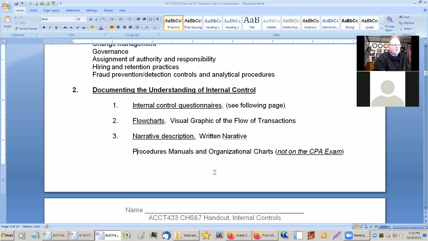By the way, the book shows the procedure manuals and organization charts. Now, the organization charts are something you might look at to get some idea of the internal controls, as far as who has authorizations and all that. But for the most part, this is not how you document it. You don't just stick the organizational charts in the procedures manual and say you have an understanding of internal control.